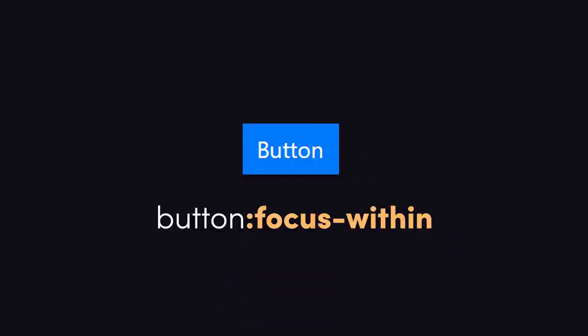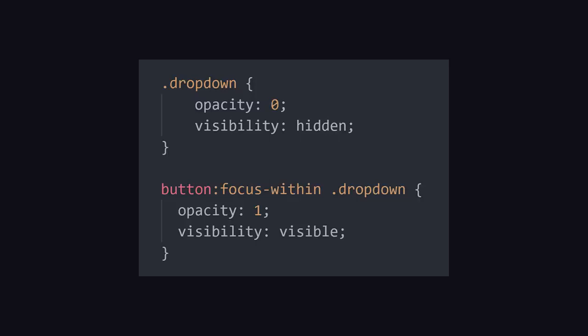However, there's another pseudo class called focus within, and it stays active if any children also have focus. And that one simple feature can eliminate a lot of JavaScript used to toggle on and off states. And with that, you have 10 ways to make your CSS code more enjoyable to work with.